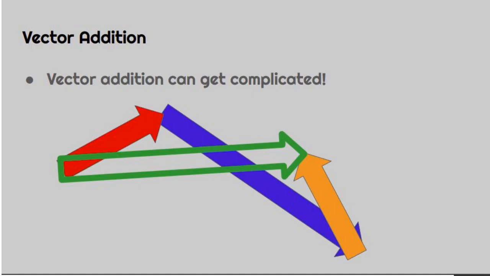Vector addition can be quite complicated. So here we go. We went tip to tail, tip to tail, tip to tail. And then what we do is we draw a line that goes from the bottom of the first one to the top of the other one. And it takes a little bit of trigonometry to do these. Okay, that is what I have for you on this.